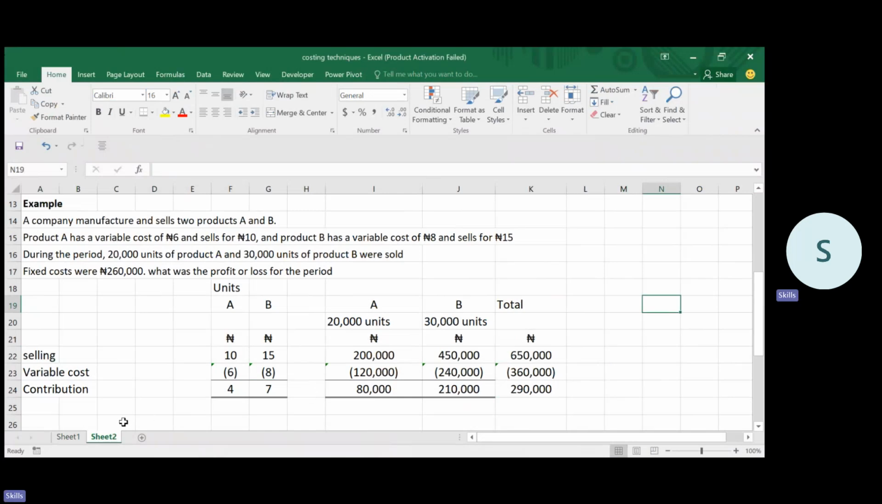You now remove the fixed cost from our contribution. Look at the fixed cost here. Is the fixed cost 200,000? Then what was the profit or loss? So if we remove the fixed cost here, what is remaining will be the profit or loss. If the contribution is higher than the fixed cost, we are making profit. If the fixed cost is higher than the contribution, we are making loss.